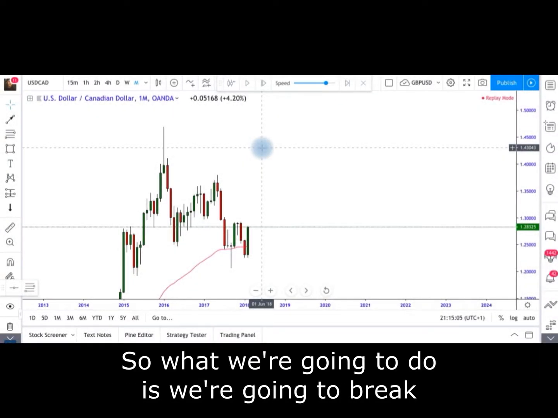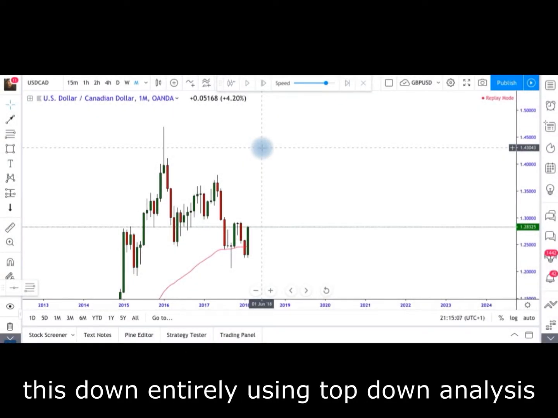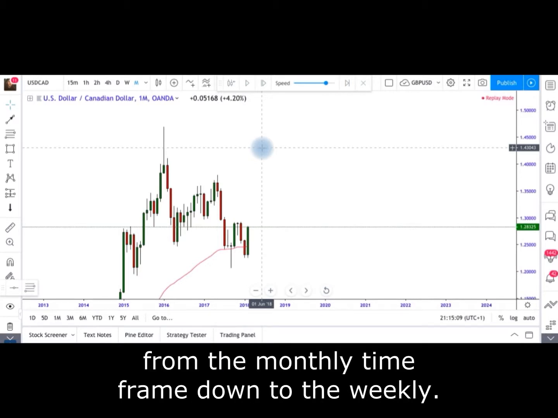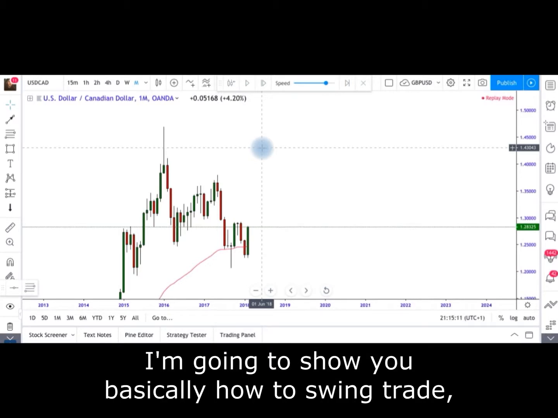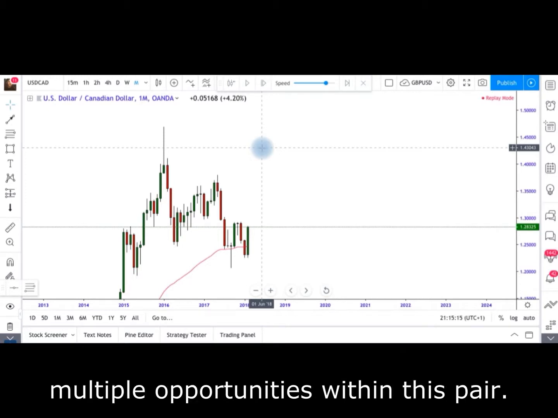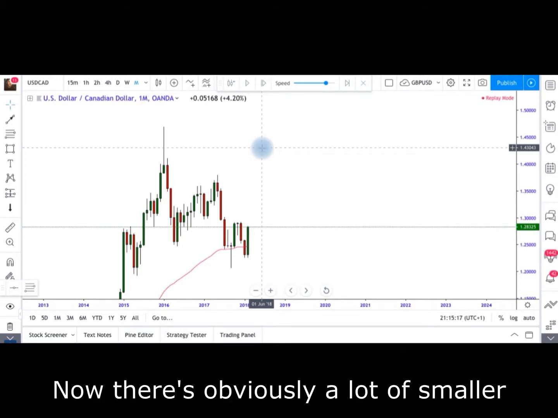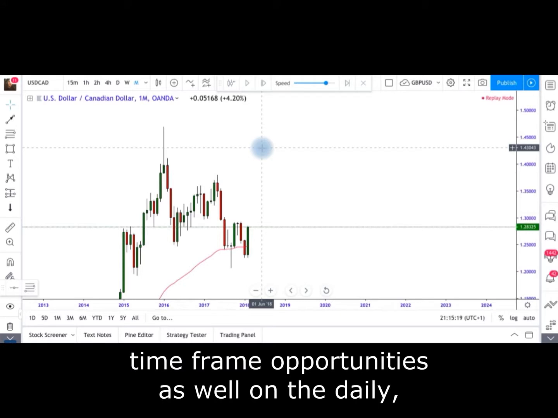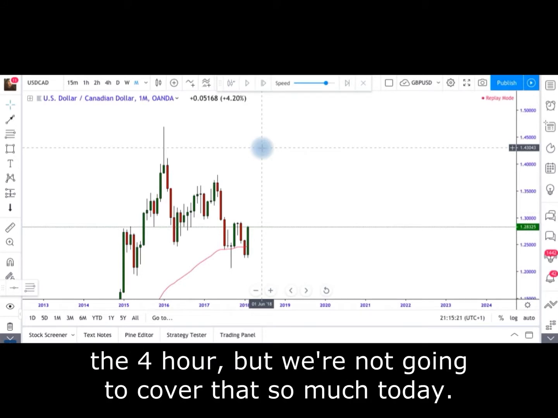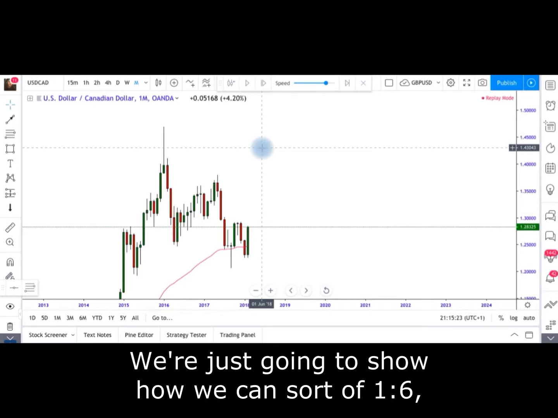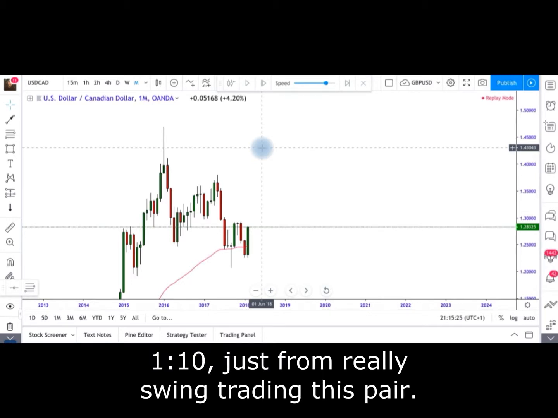So what we're going to do is break this down entirely using top-down analysis from the monthly time frame down to the weekly. And I'm going to show you basically how to swing trade multiple opportunities within this pair. Now there are obviously a lot of smaller time frame opportunities on the daily and the 4 hour, but we're not going to cover that so much today. We're just going to show how we can get 1 to 6s, 1 to 10s, really just swing trades in this pair.